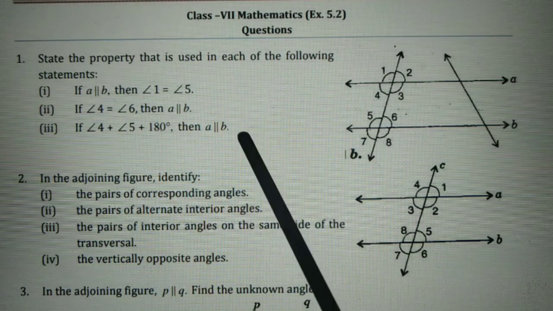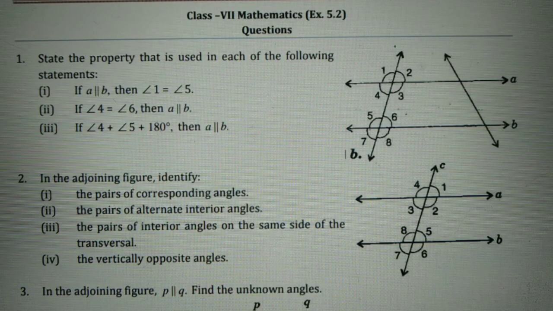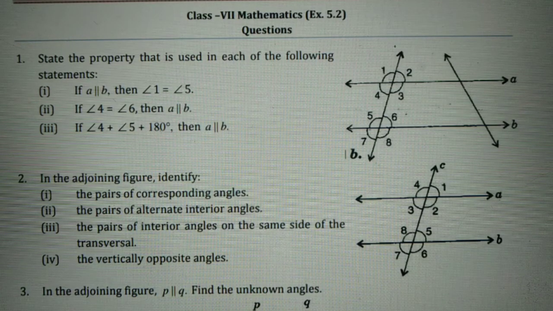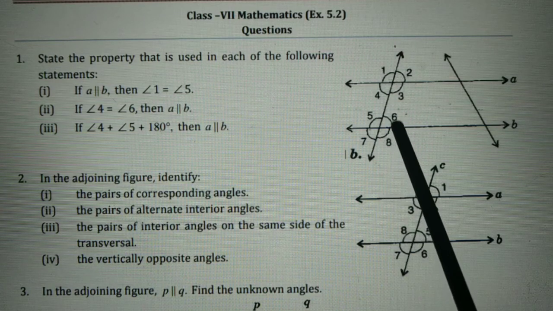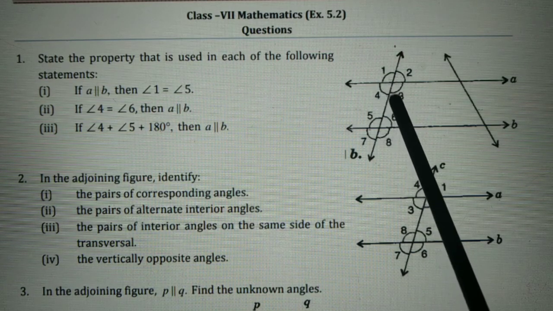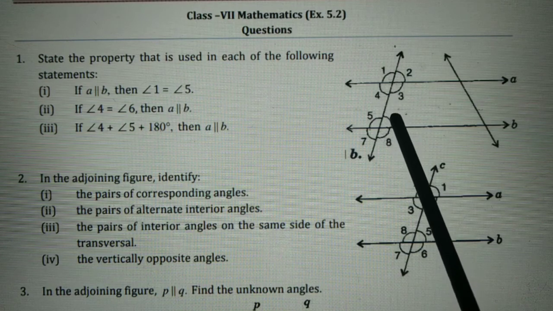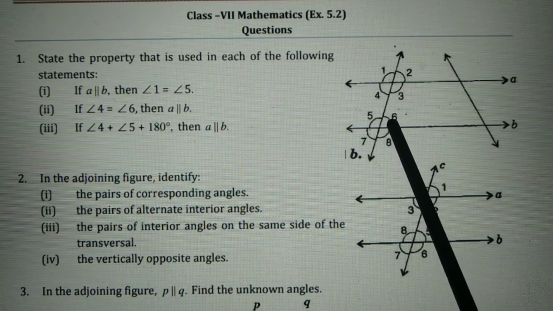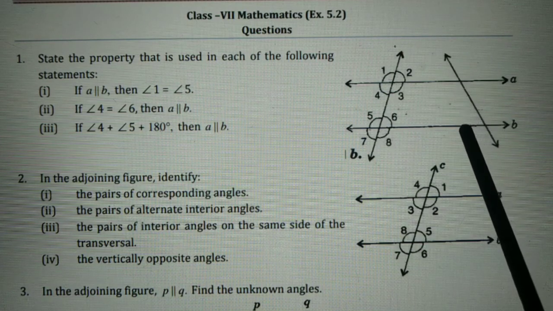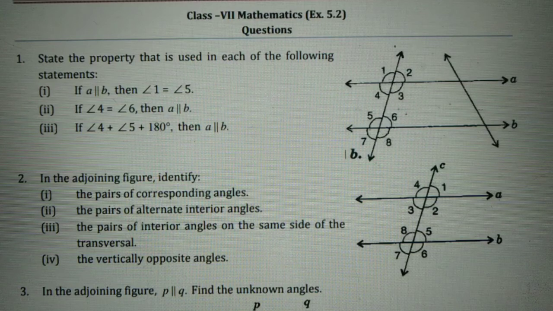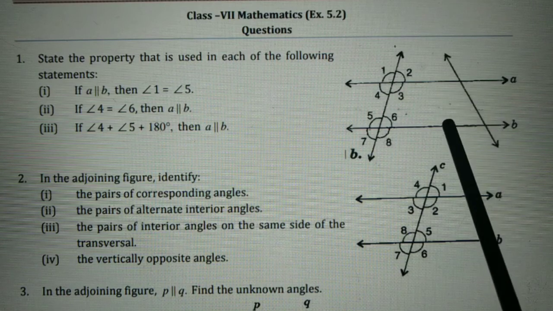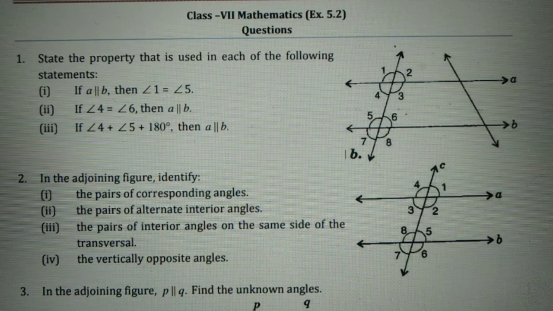Second, 4 is equal to 6, then the lines are parallel. Students, this is the symbol for parallel lines. Now, if 4 is equal to 6, what is the relation between 4 and 6? 4 and 6 are alternate interior angles. And we know if alternate interior angles made by a transversal line cutting two lines are equal, then the lines are parallel. If these angles are equal, the lines are parallel. If the lines are parallel, these angles are equal.